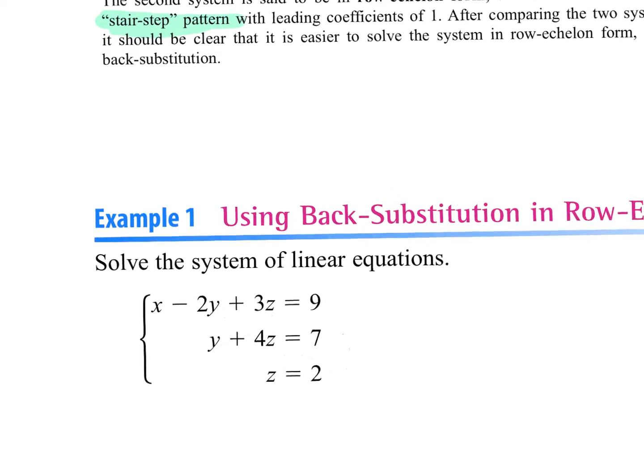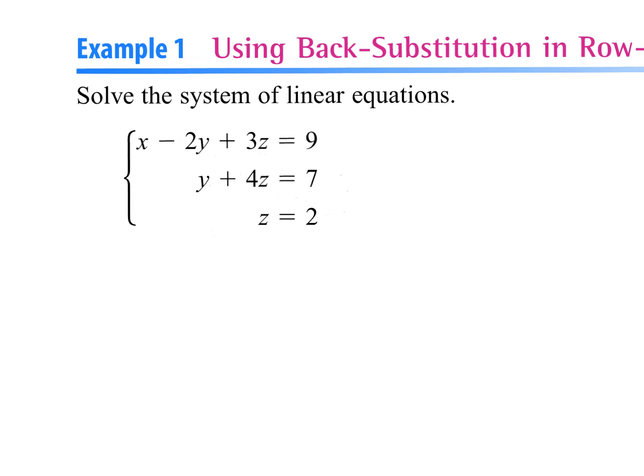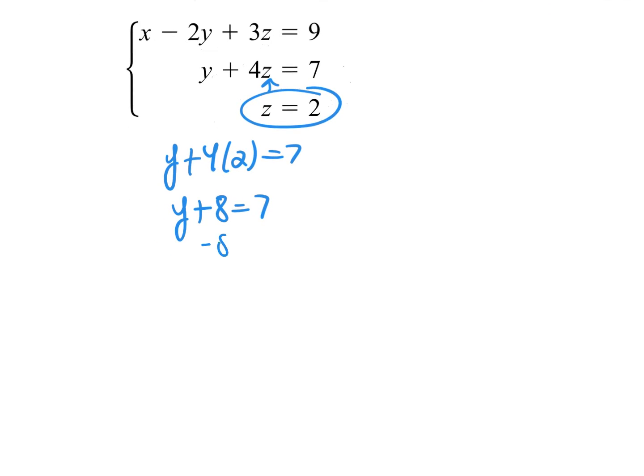So if you have a problem like this, like we just said, we're going to use back substitution. I'm going to take my z value and plug it in right there to find y. So y plus 4 times 2 equals 7. Y plus 8 equals 7. Subtract 8 from both sides, and y equals what? -1. Good. So now I know what y and z are.